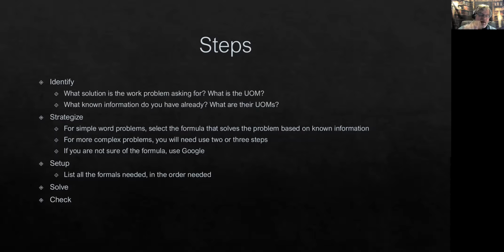Then that gives you the second step: strategize. As part of your strategy, think about how you're going to get from what you know to what you don't know, and select the 1 or more formulas that you need. And I'm suggesting, in the worst case, type it out in Google. Type out the whole problem in English in Google, and it will potentially give you a good answer.